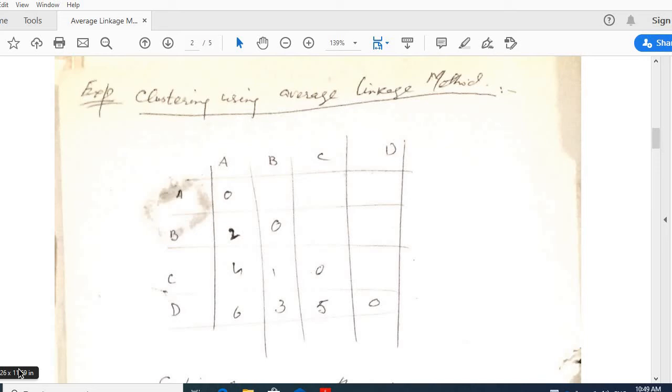Students, it is our second lecture of this week of multivariate analysis. Here I share the average linkage method of clustering techniques.